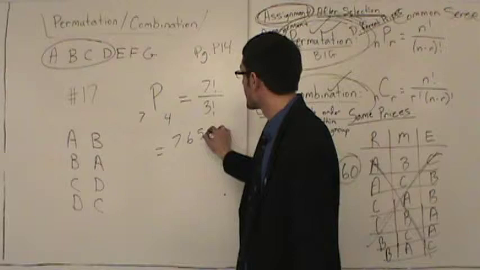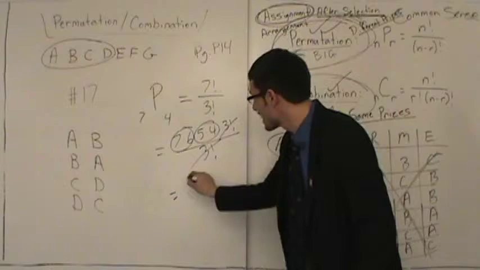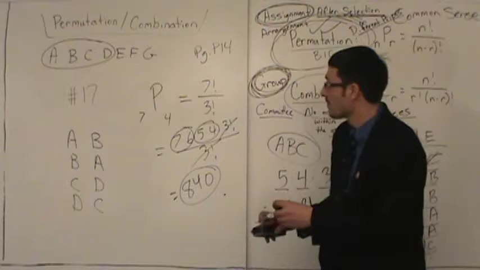So we get 7 times 6 times 5 times 4, stop where? We don't want to write 3 times 2 times 1. We write what? 3 factorial over what? 3 factorial. What cancels? The 3 factorials cancel. We're left with 7 times 6 is 42 times 20. 42 times 20 is 840. Okay, so we get 840 possibilities for batting lineups. Now, let's go to the next question.